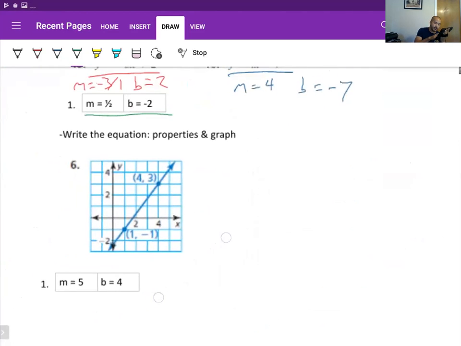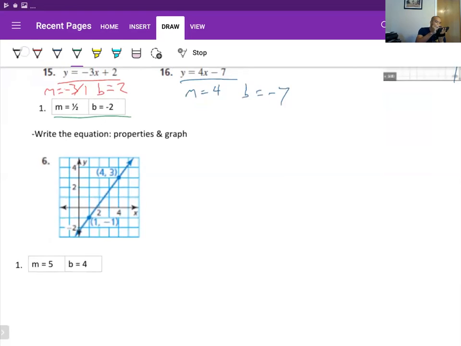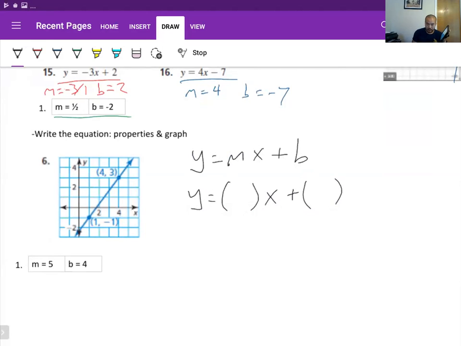Now writing the equations. When you write the equations, here's the equation. Y equals mx plus b. And then when you do it, it's y equals m times x plus b. Oh, no, not that, sorry, b. Whenever you answer those questions for writing equations, start off with this, always.